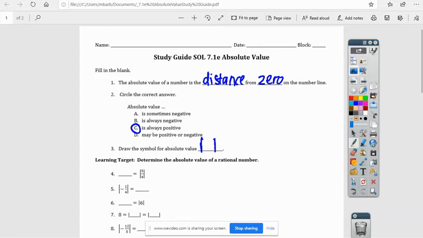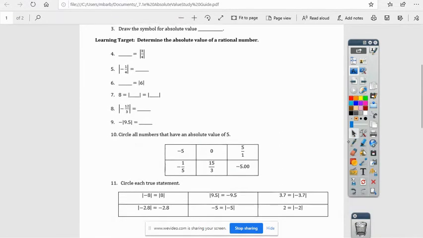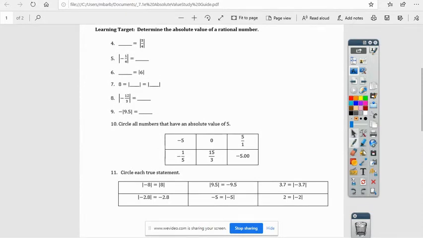All right, and if you want to pause so you can fill this in, I'm going to erase it. Okay, and I'm going to scroll so you can see number 4. All right, determine the absolute value of a rational number. Number 4, blank equals absolute value of 3/4. We know that that is going to be 3/4.